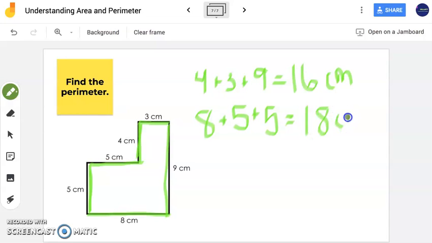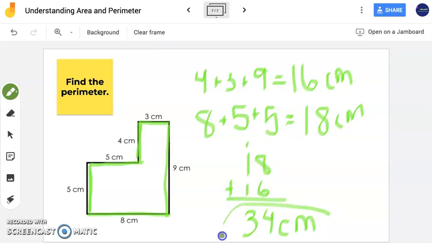Now my last step here, I can take 18 centimeters and add it to 16. Now I broke this up into a few steps to make my adding much easier, which I recommend you do as well. 8 plus 6 is 14, and 1 plus 1 plus 1 is 3, giving me 34 centimeters as my total perimeter of this rectilinear figure. So I'm going back to the question and saying find the perimeter, and in fact I did find the perimeter, making sure I answered the question correctly.